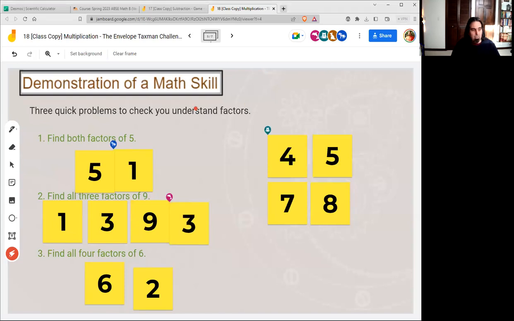Okay, we almost got it. We need a 1 down at the bottom because 1 is always a factor of everything. And we don't need to make the 3 happen twice. Ta-da! Everyone happy with our answers?